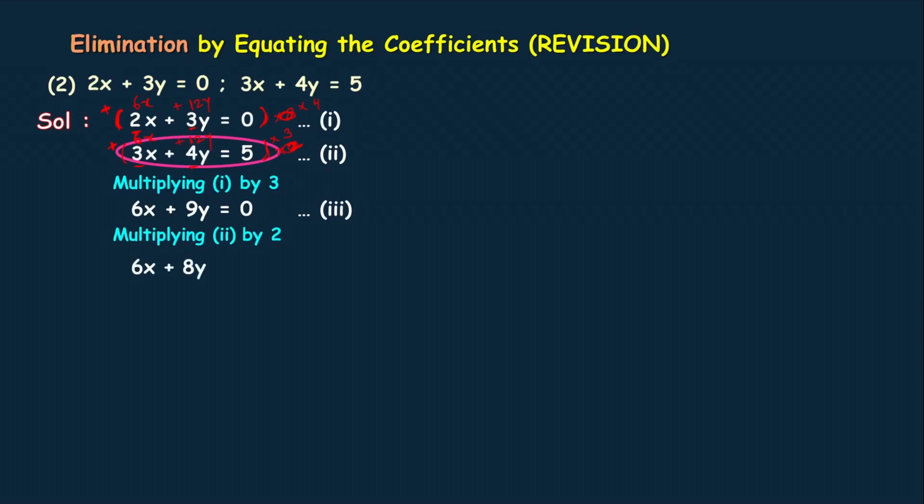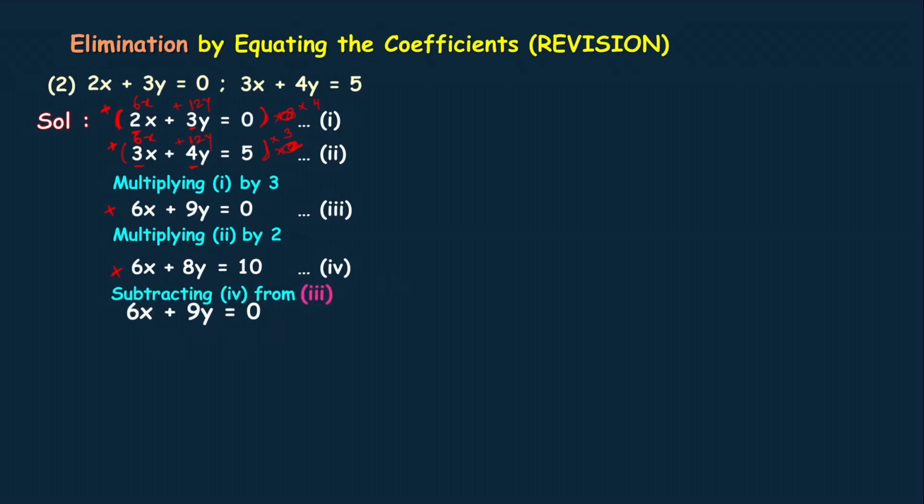So I am making x the same. And this will be 3 into 2, 6x, and then 4 into 2, 8y, 5 into 2, 10. Now what? You made x the same. Both of them have plus sign. If you add, you will not be able to eliminate x. So subtract the second equation from the first.